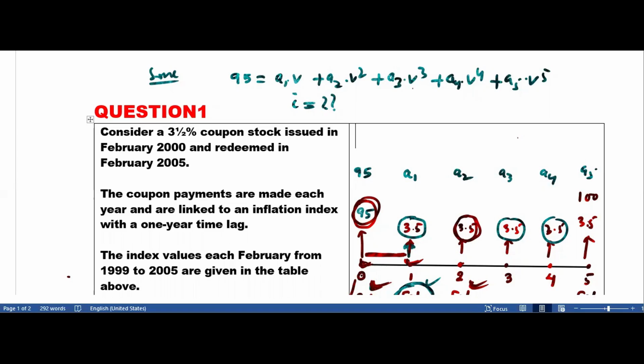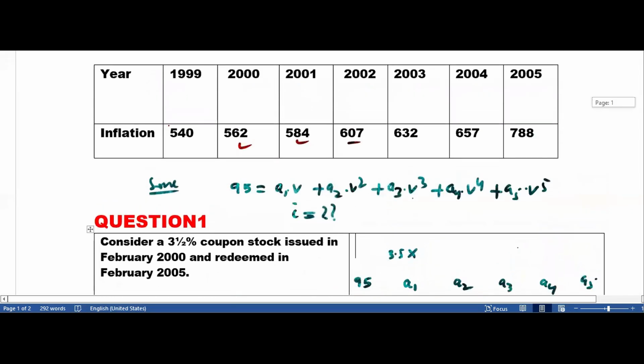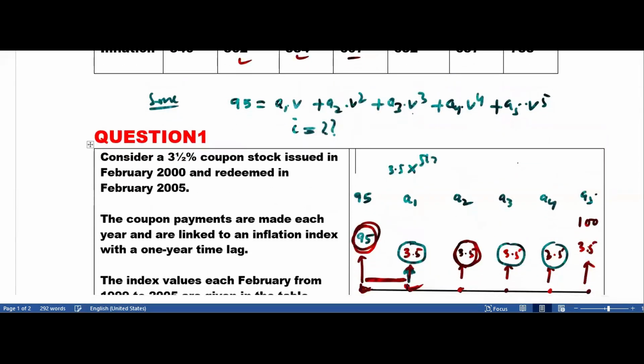That's the exact answer. We are not using inflation values, because the company gives you this amount. Let me write, A1 is 562 divided by 540, this amount they've given. We will not worry about how they calculated it behind, what their index was, whether they took a 1 year lag or 6 months lag, or whether the indices were available or not. We have nothing to think about. We got this amount.